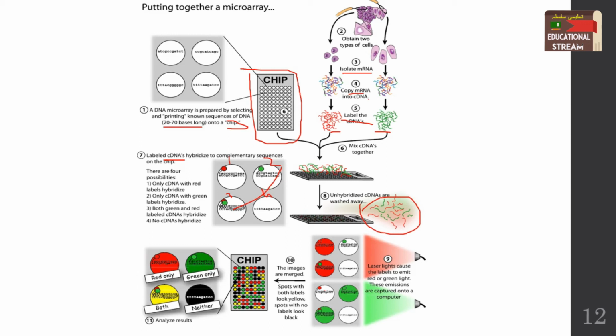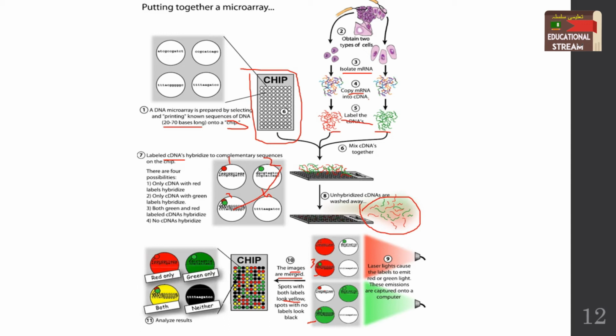We take these images, then these images are merged, and we check spots with both labels. What will happen in the third well, in which the red laser light has shown emission and the green laser light has also emitted radiation? When both labeled molecules interact with the DNA molecule in a single well, these spots will appear yellow. And there are certain spots, like well 4, in which there is no hybridization of the red labeled cDNA or green labeled cDNA, and in this case the spot will appear black.